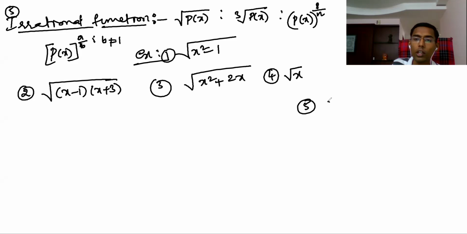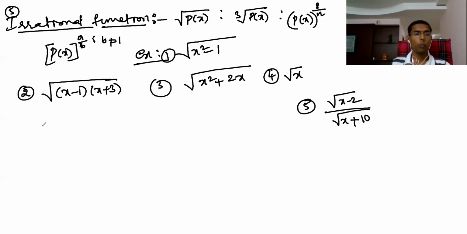5. Root of x minus 2 by root of x plus 5, or x plus 10, whatever. These are all irrational functions. For all of these, we should be able to find the domain. The codomain is always real numbers only, but you should be able to find the domain. So now, for these functions, let us find the domain.